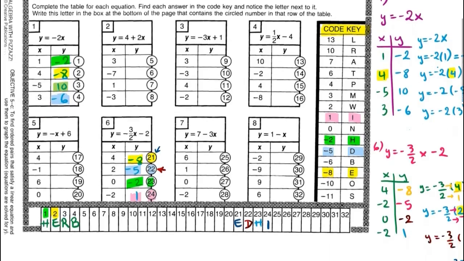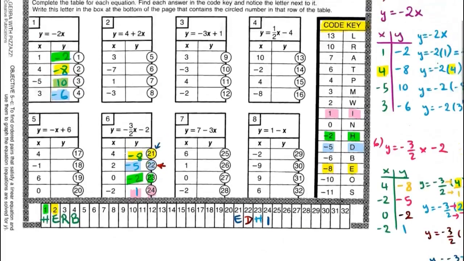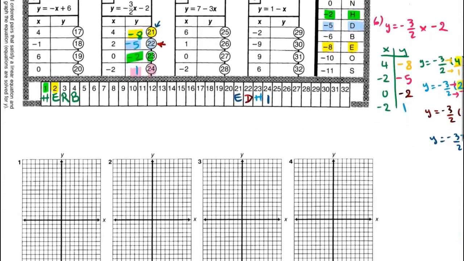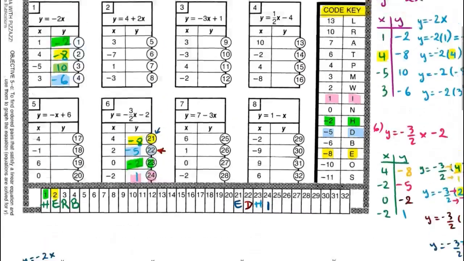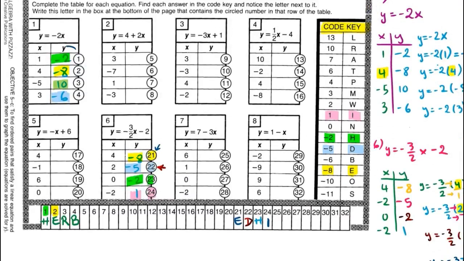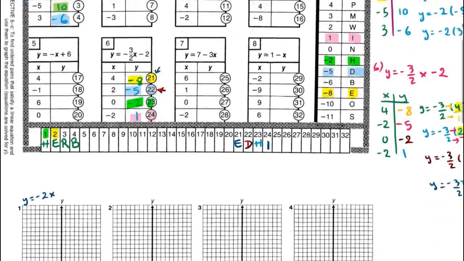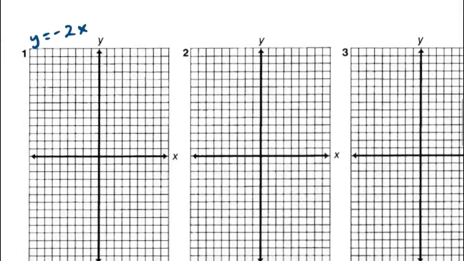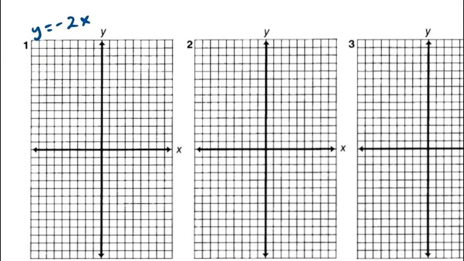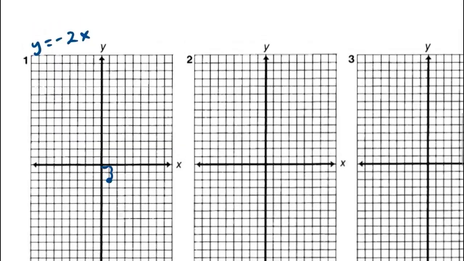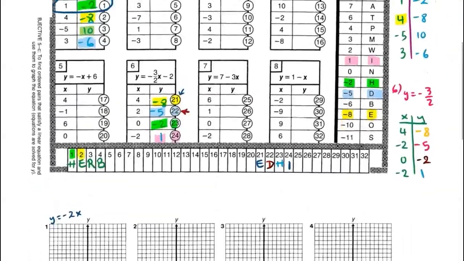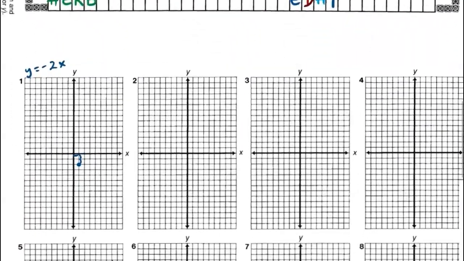Alright, besides that, we still need to graph the line. Problem 1, y equals negative 2x. So we're going to write down y equals negative 2x. Our first point is 1, negative 2. We're going to graph that point. So pretend every box is 1 unit. So 1 over, negative 2 is 2 down. So that's your first point. My second point was 4, negative 8.